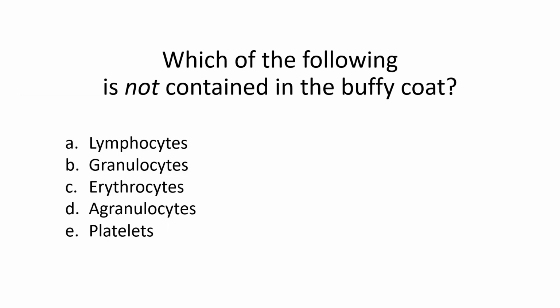Which of the following is not contained in the buffy coat? Well, where was the buffy coat found? The buffy coat was found in the hematocrit. The buffy coat contained platelets and white blood cells. So which is not contained there? It has to be the erythrocytes, because those are the red blood cells that make up the bottom. When we make a hematocrit, they're the ones that settle to the bottom, and then the buffy coat sits on top.